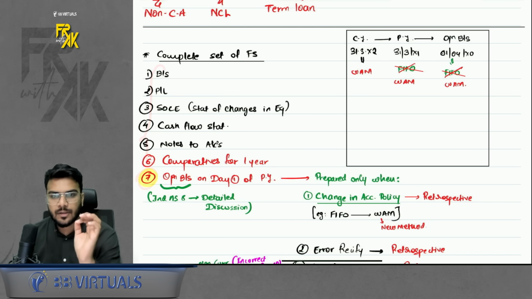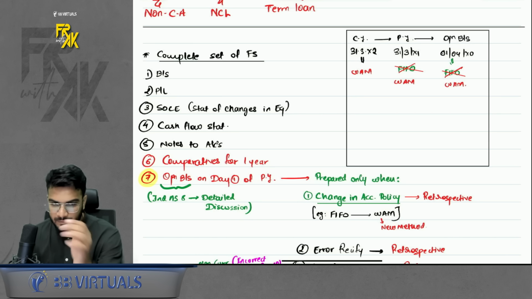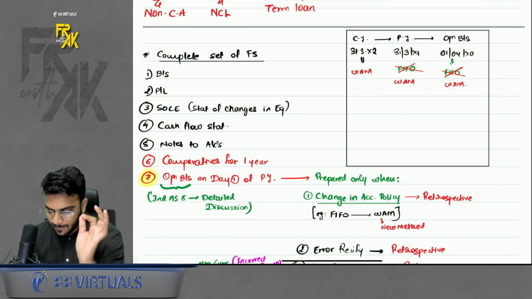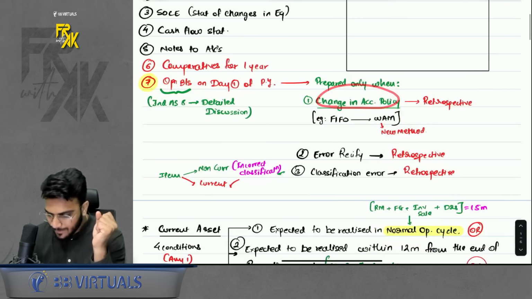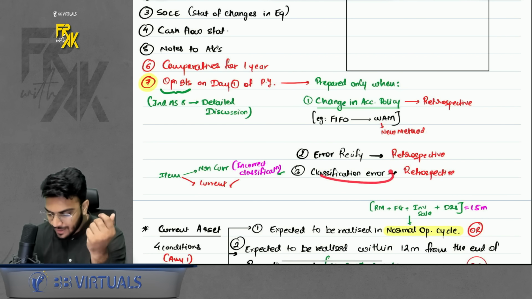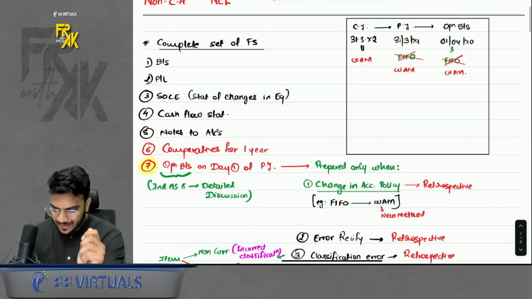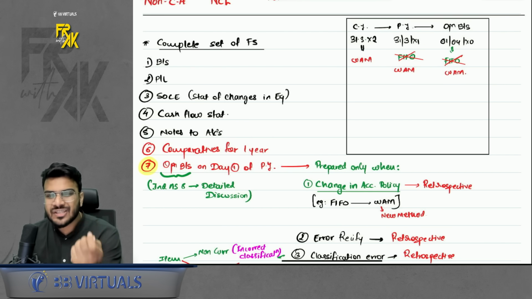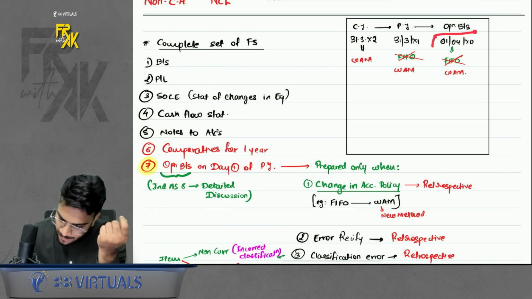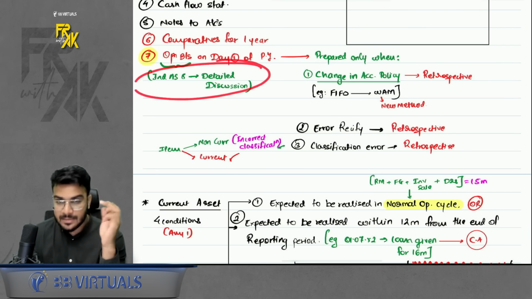Now the 7th, we prepare only in certain cases. What is the 7th point? Opening balance sheet on day 1 of the previous year. When do we prepare this? We prepare this only when we are giving retrospective effect, maybe for a change in accounting policy, maybe rectifying an error, maybe rectifying a classification error. So in these cases, we give the effect retrospectively. Then we have to prepare the current year balance sheet, the previous year balance sheet, and one more balance sheet known as the opening balance sheet, prepared on the first day of the previous year. Detailed discussion of this happens in Ind AS 8 as well.